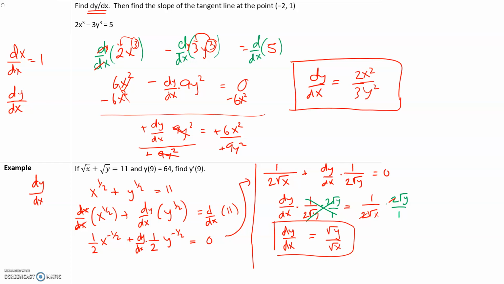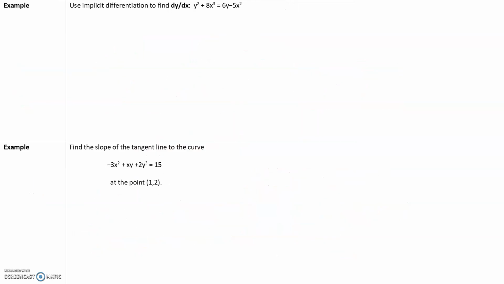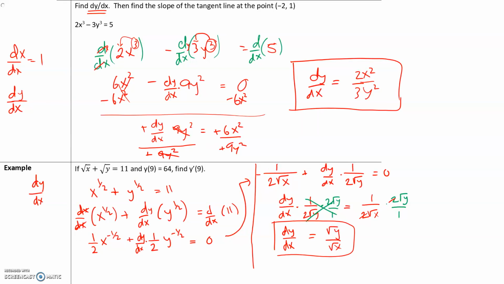And I made a mistake, sorry. When you move this over to the right, this should have been a negative. So we move this to the right, so this should have been a negative on both sides. So this should have been a negative 1 over 2 radical x, which would have made this whole thing a negative radical y over radical x. Okay, sorry about that. All right, now part 2.